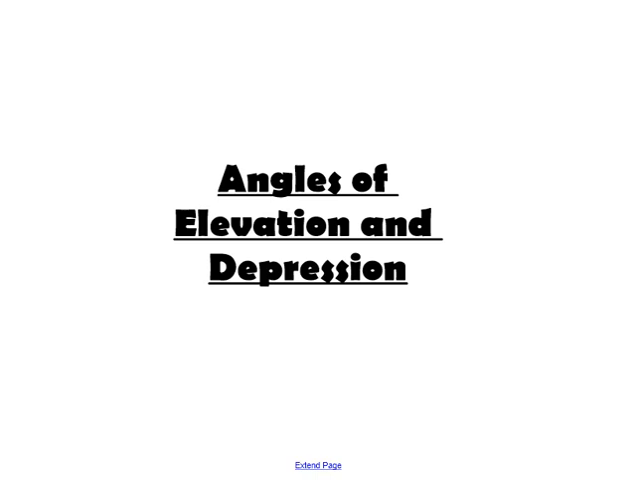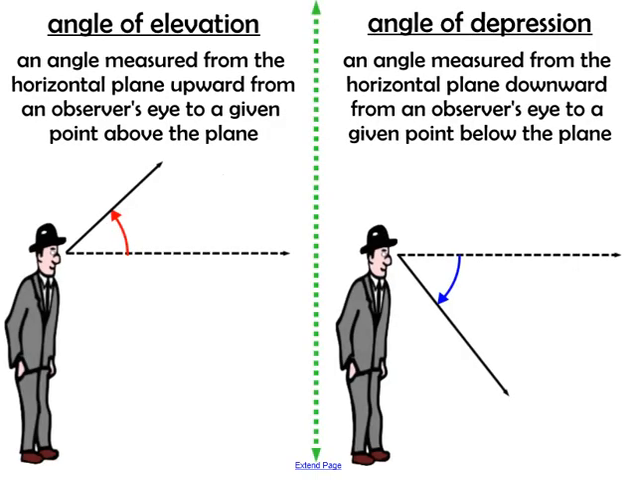Angles of elevation and depression. An angle of elevation is an angle measured from the horizontal plane upward from an observer's eye to a given point above the plane. So we're going to start off looking out of someone's eye and drawing this horizontal line that goes straight out. When we elevate that line upwards, the angle created here is going to be our angle of elevation. So we always start with the horizontal line, we go upward, and then this is the angle of elevation that we have.